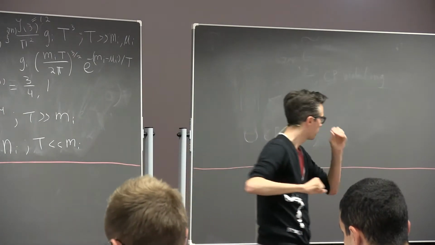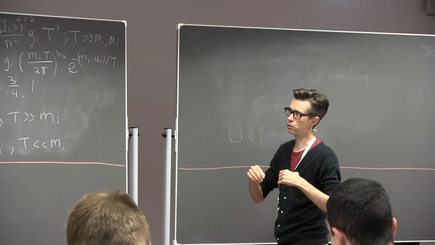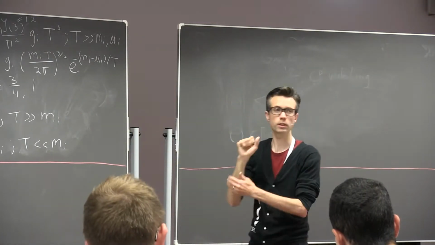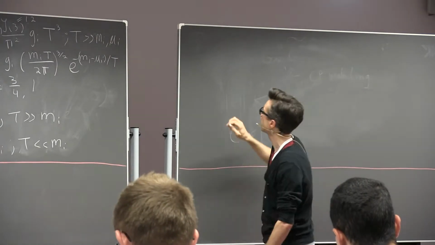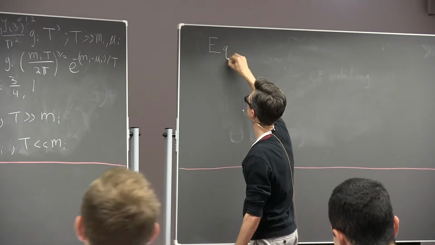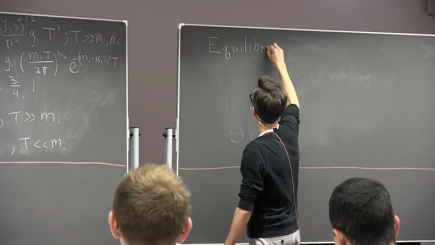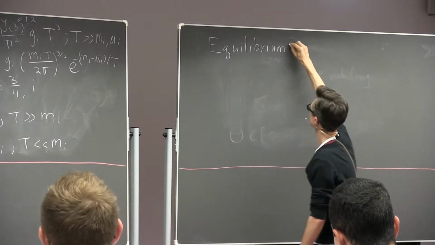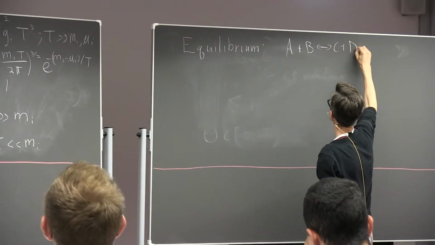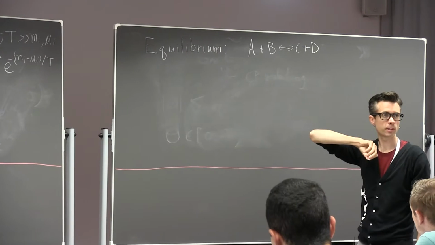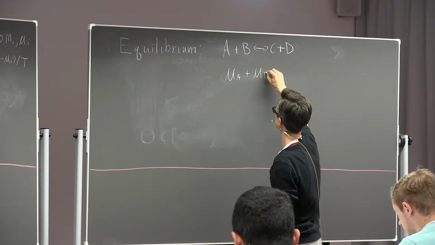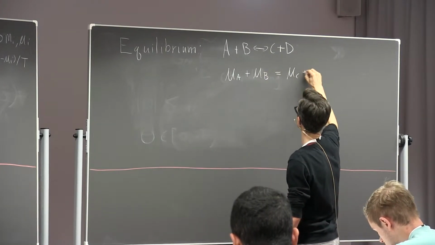Now, chemical potentials control number densities, and I've introduced chemical potentials for each individual species i, but they're not all independent. Specifically, the equilibrium requirement on the chemical potentials is that if I have a reaction of the form A plus B goes to C plus D, and my system's in equilibrium with this reaction, then I get a corresponding constraint between the chemical potentials.